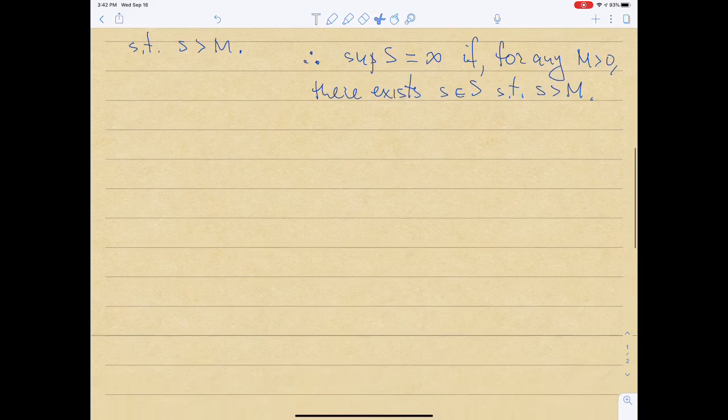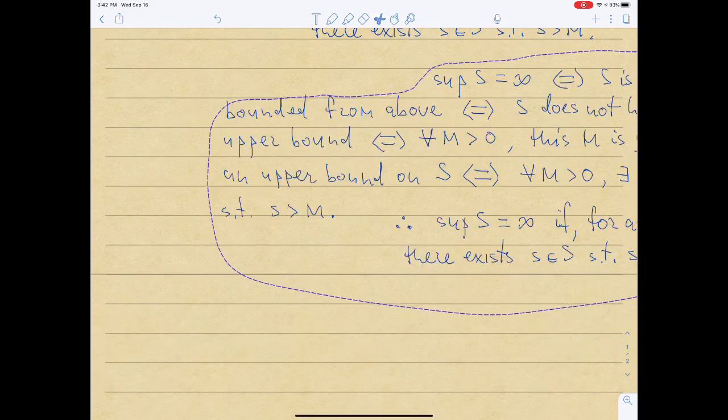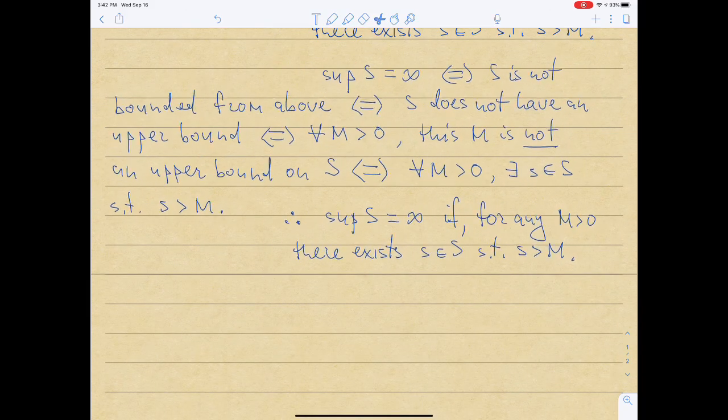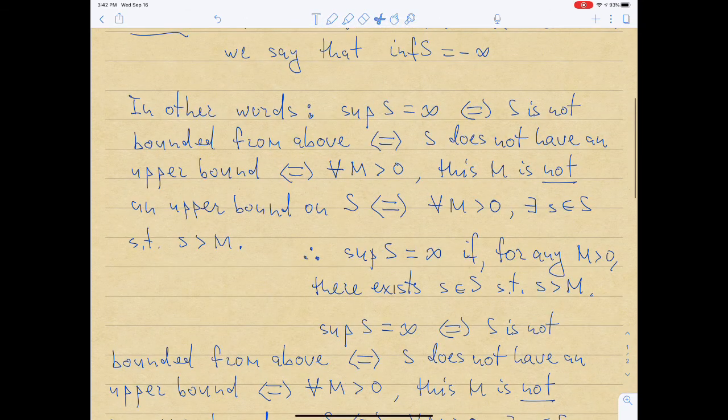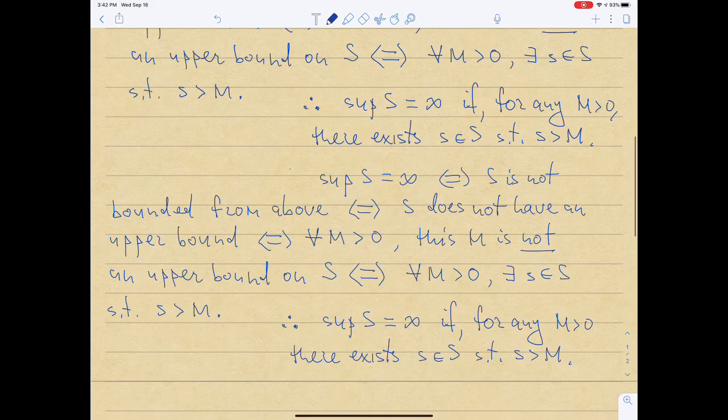Let's see how we can do that. So let's put some labels here, 1 and 2. The infimum of S is equal to minus infinity.